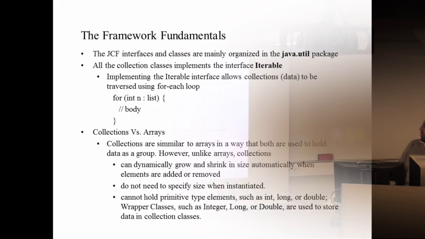But the important thing with collections is that you cannot use primitive types with them. Collections cannot hold primitive type values. If you want to put in primitive type values, you need to use the wrapper classes. The wrapper classes are the classes that the Java API provides to wrap the values of primitive types. We know that we have 8 primitive types in Java, and for each of those primitive types, Java provides a wrapper class. For example, Integer, Long, Double, Float, Byte, and Character.